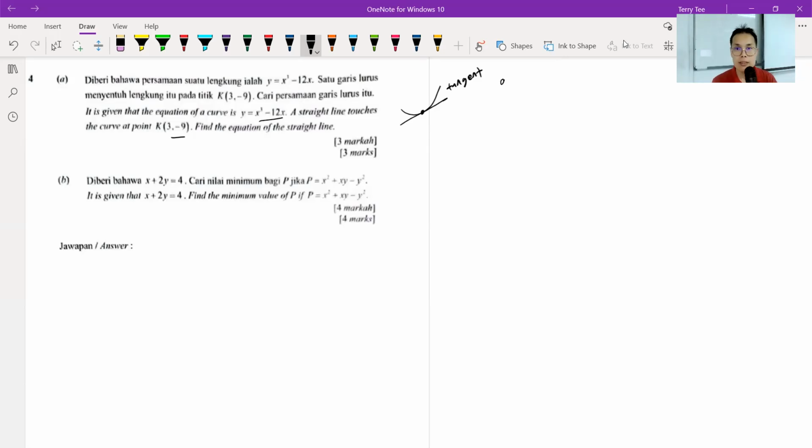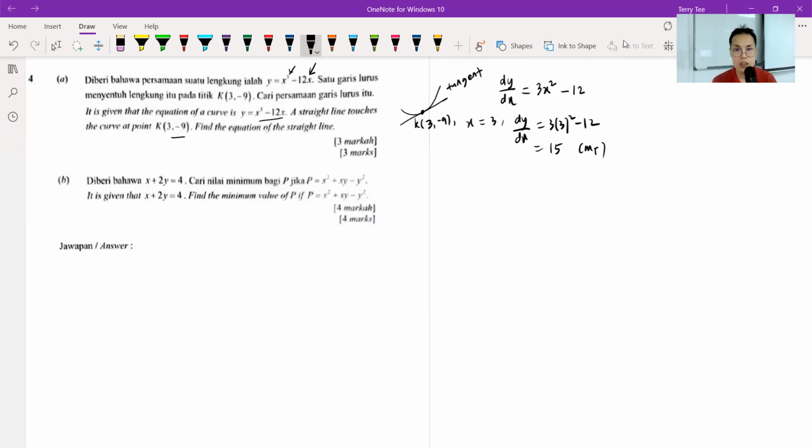Okay. So number 1, let us differentiate this. This is y equals x power 3. Sorry, you can't see. If you can't see the x power 3, you bring the power down, copy x, reduce the power by 1, differentiate negative 12x, you should get minus 12. Now at the point where K is (3, minus 9), our x value is 3. So we substitute 3 inside. My dy/dx will be 3 times 3 squared minus 12. So this is 27. 27 minus 12 is 15.